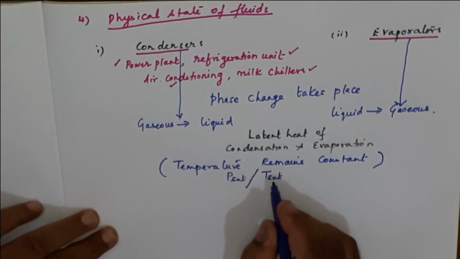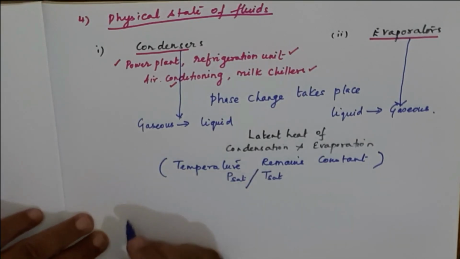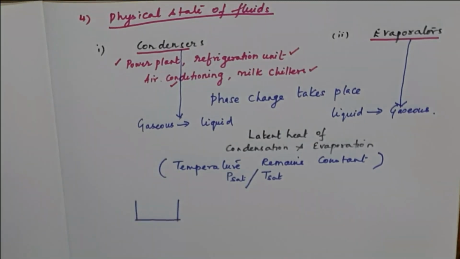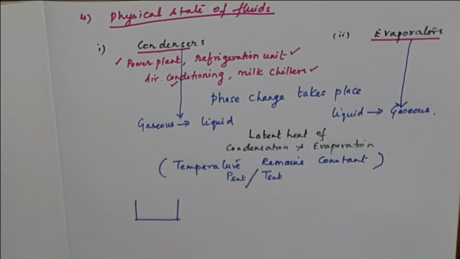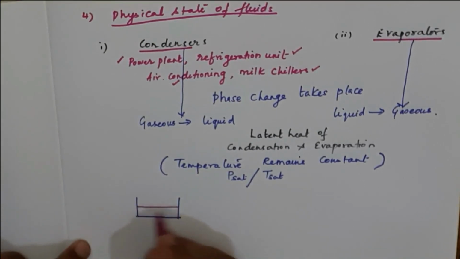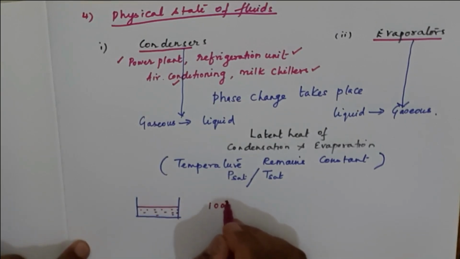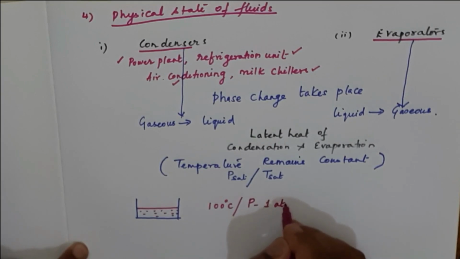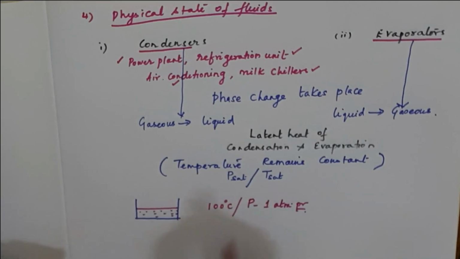At the particular temperature, for example, if you take water and when water is boiled, it boils at 100 degrees Celsius. Why? Because the pressure exerted on the water surface is 1 atmospheric pressure. So pressure plays an important role on boiling point.